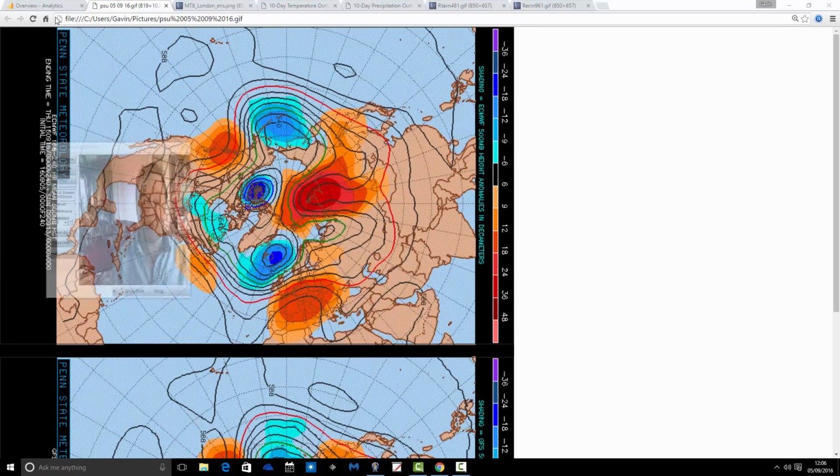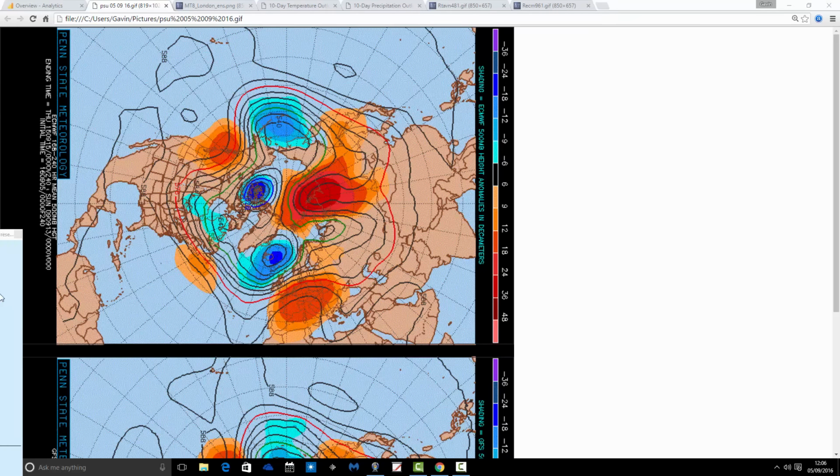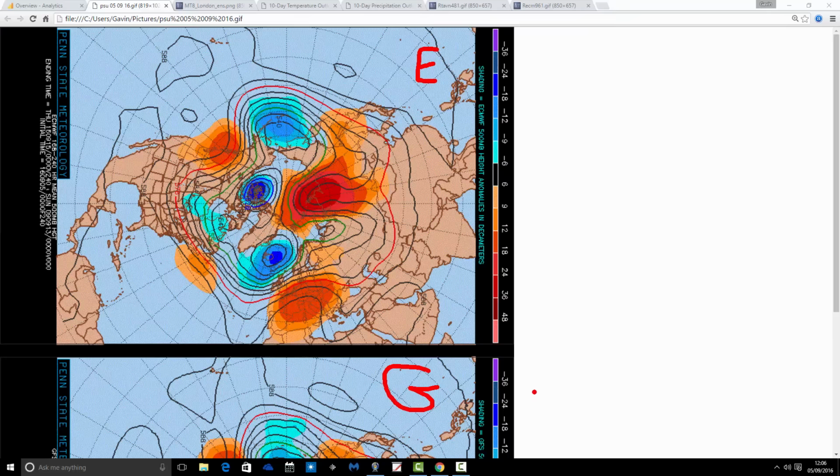So we'll start off with the 500 millibar height anomaly charts for the next week to 10 days. We've got the ECMWF here on the top, and the GFS on the bottom. We'll have a look at that in a second. 500 millibars, 18,000 feet, is an area in the atmosphere where high pressure and low pressure are being moved around by a jet stream running above. But let's translate low pressure as red to high pressure.